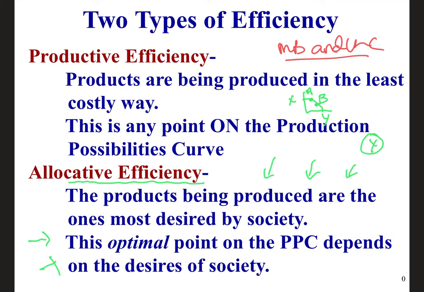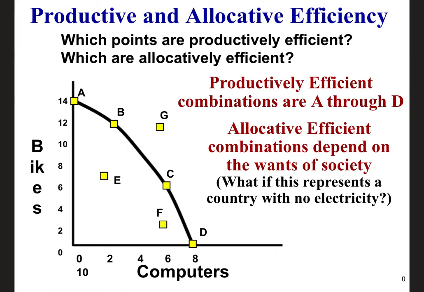I'm just going to flip the slide for a second. Okay, so allocative efficiency, here's our PPC again. This shows us we can't really tell based on this drawing which one of these points is allocatively efficient. Point A, point B, point C, point D, these are all productively efficient. Society is using its resources at all of those combinations, but how do we know, for example, if point C is best? That's where we would really use the concepts of marginal benefit and marginal cost.